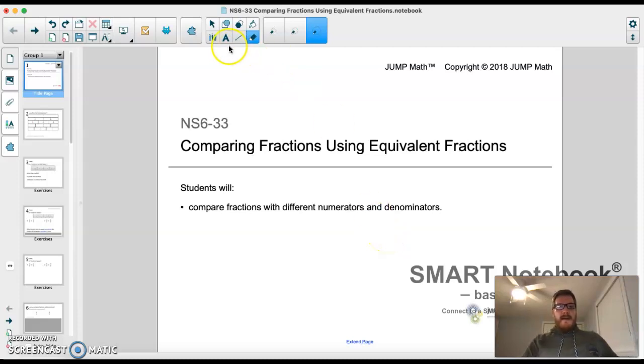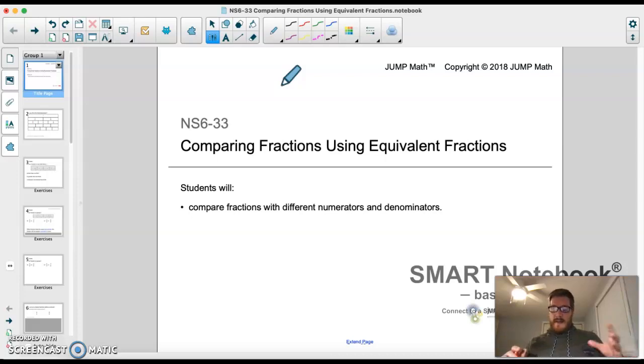The concept we're looking at is going to be comparing fractions using equivalent fractions, and hopefully by the end of this video, you will be able to compare fractions with different numerators and denominators. Also, we're going to look at mixed numbers, improper fractions, and then the combination of the two. So we're going to cover a bunch of things.